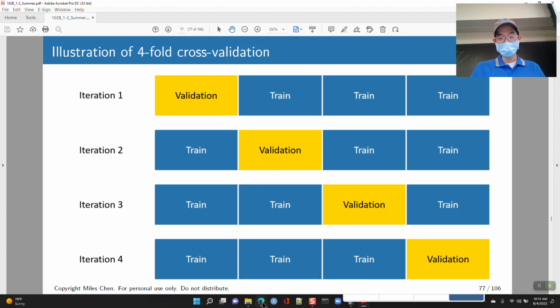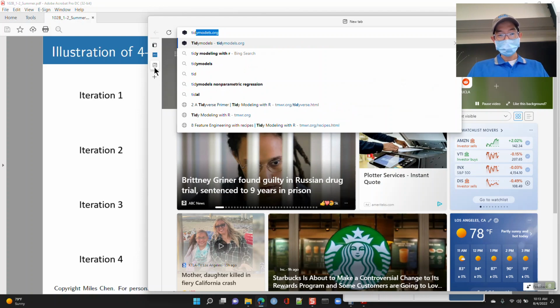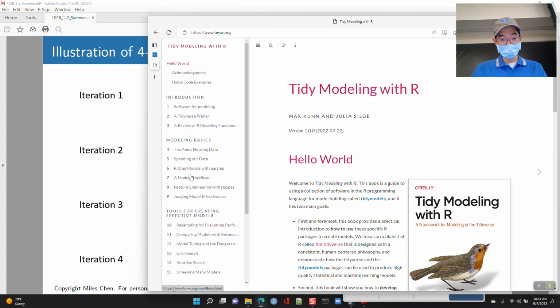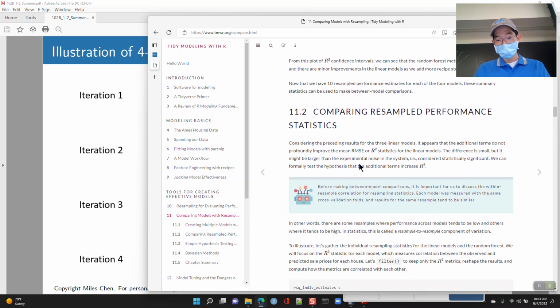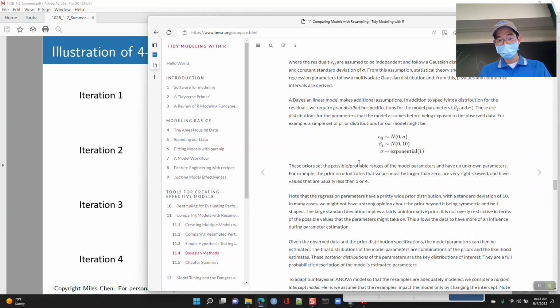There's a slightly better illustration for cross-validation. Oh.